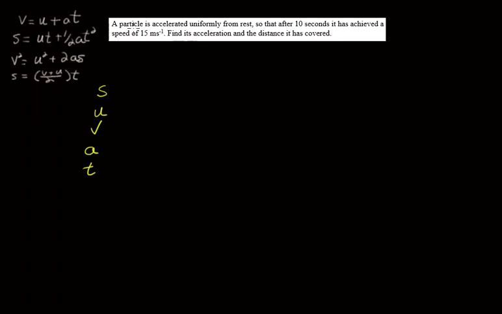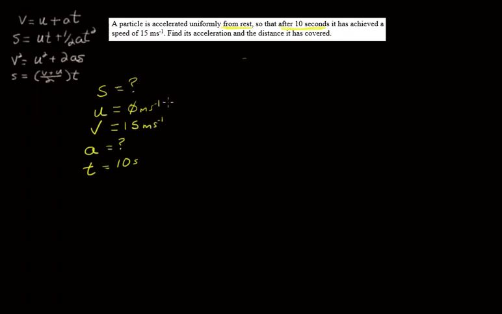So reading this again, a particle is accelerated uniformly from rest. So we know that from rest means the initial velocity is 0 meters per second. So that after 10 seconds, time equals 10 seconds. It has achieved a speed of 15 meters per second, so final velocity is 15 meters per second. Find its acceleration. We do not know that. And we do not know its distance because they want us to find that.